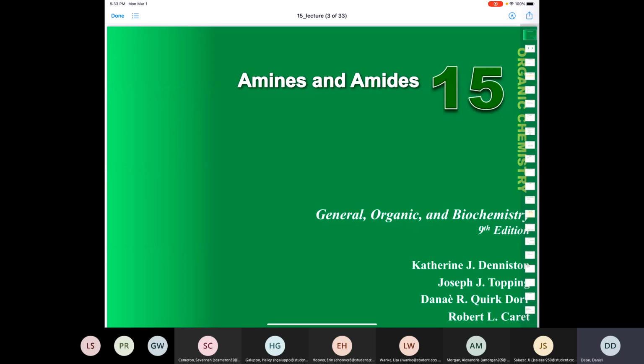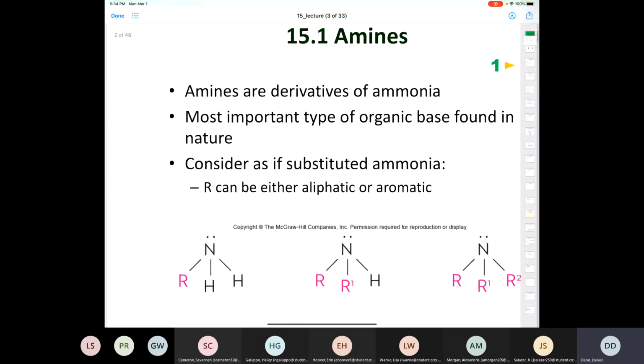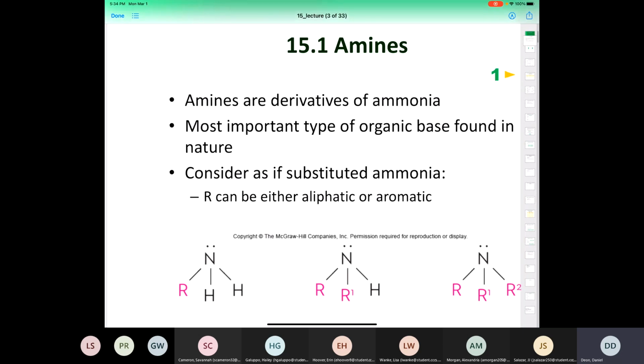There we go. All right, so Chemistry 102, this is chapter 15 that deals with amines and amides, or amides, however you want to pronounce it. It is fine with me as long as you understand the content. Anyhow, let's start with section 15.1 that deals with amines.